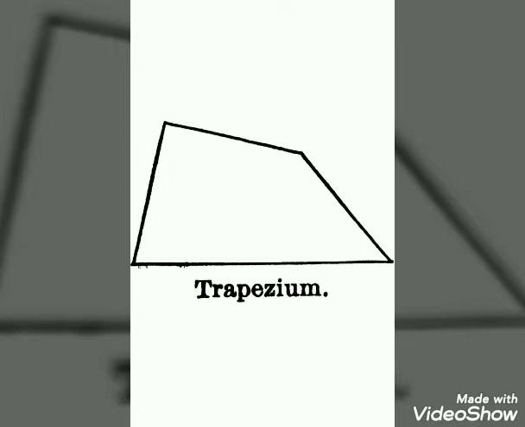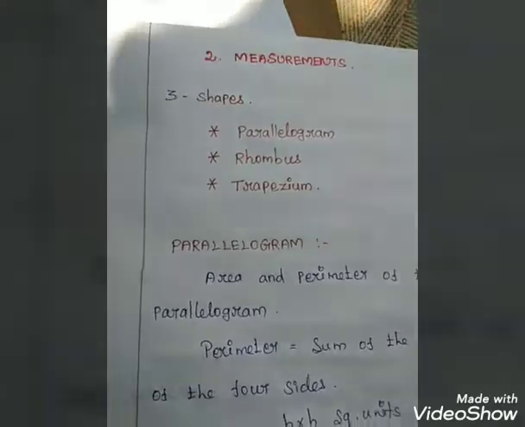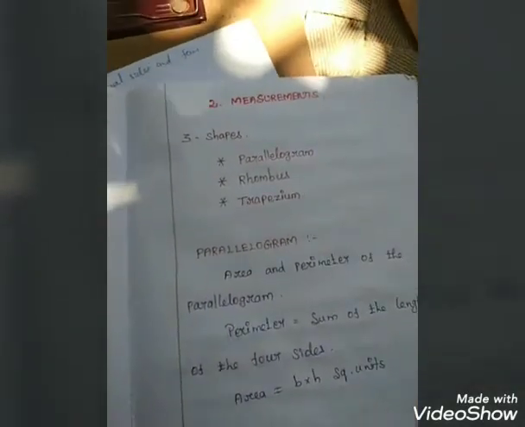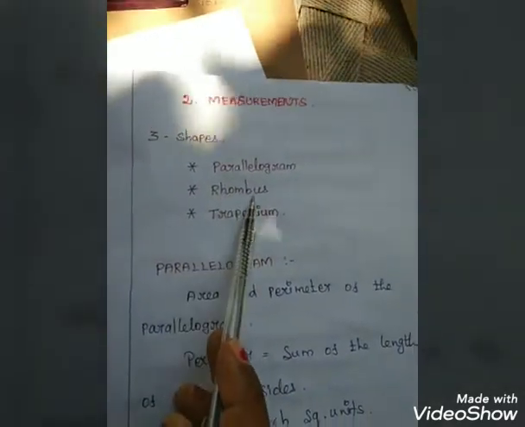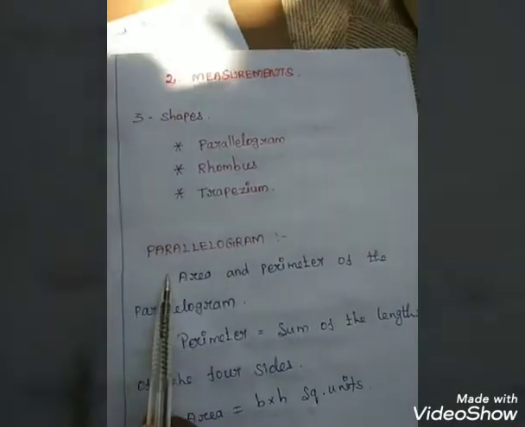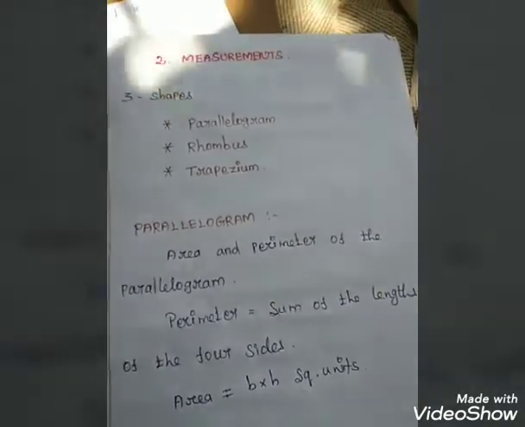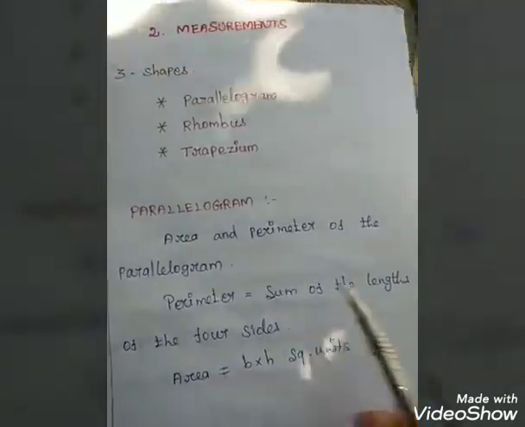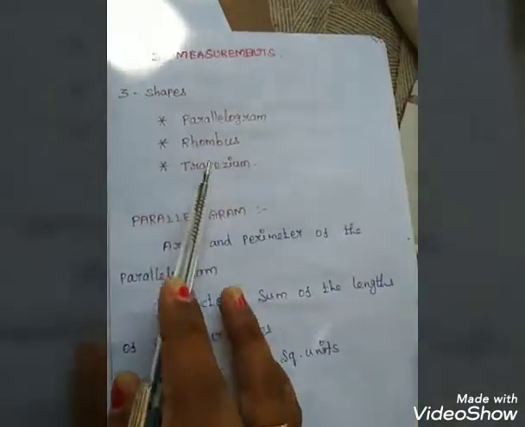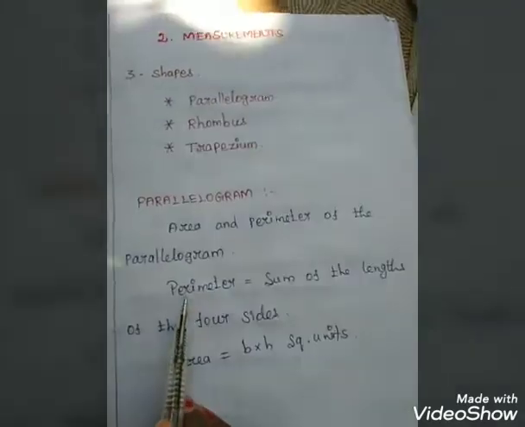Let us learn about all the three new shapes, namely parallelogram, rhombus and trapezium. Lesson 2, measurement, has 3 shapes: parallelogram, rhombus and trapezium. In this lesson you are going to learn how to calculate the area and perimeter of the parallelogram, rhombus and trapezium.